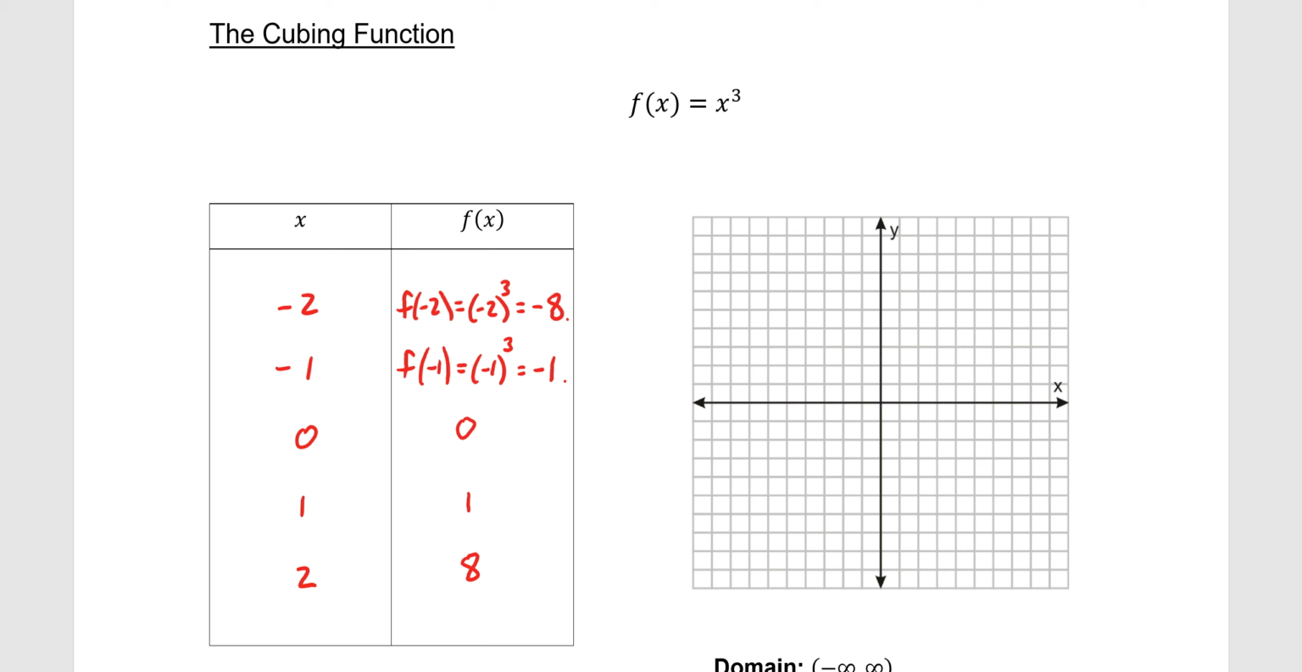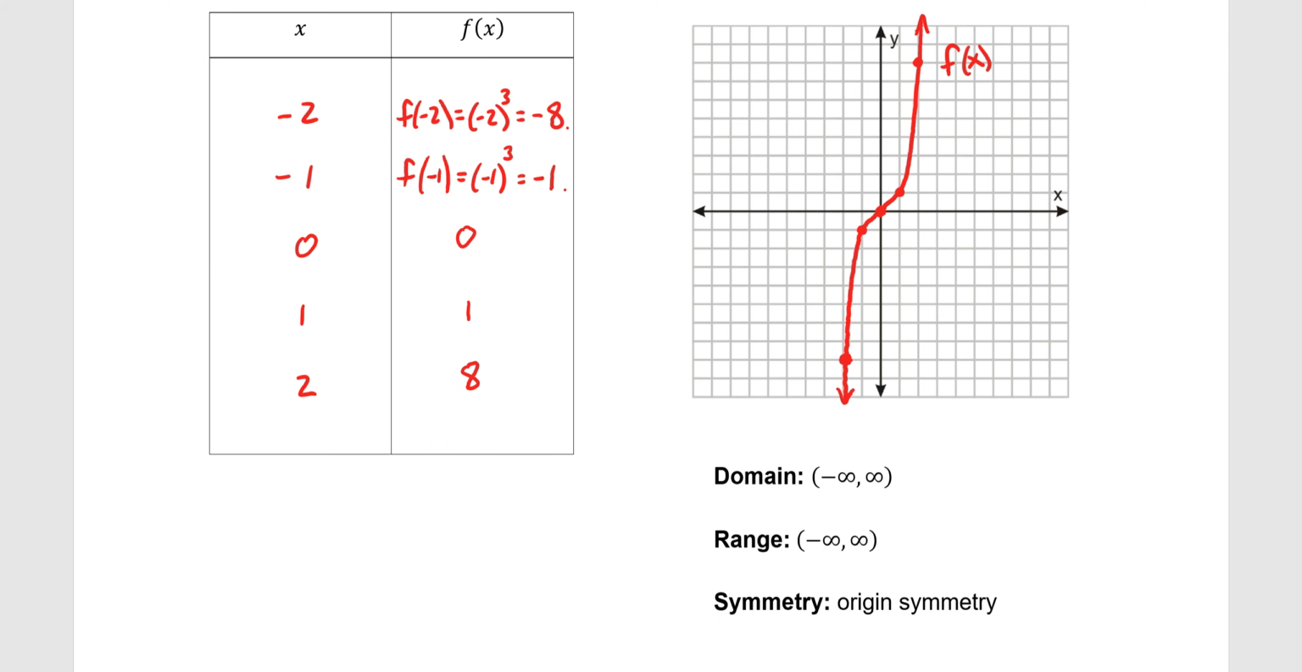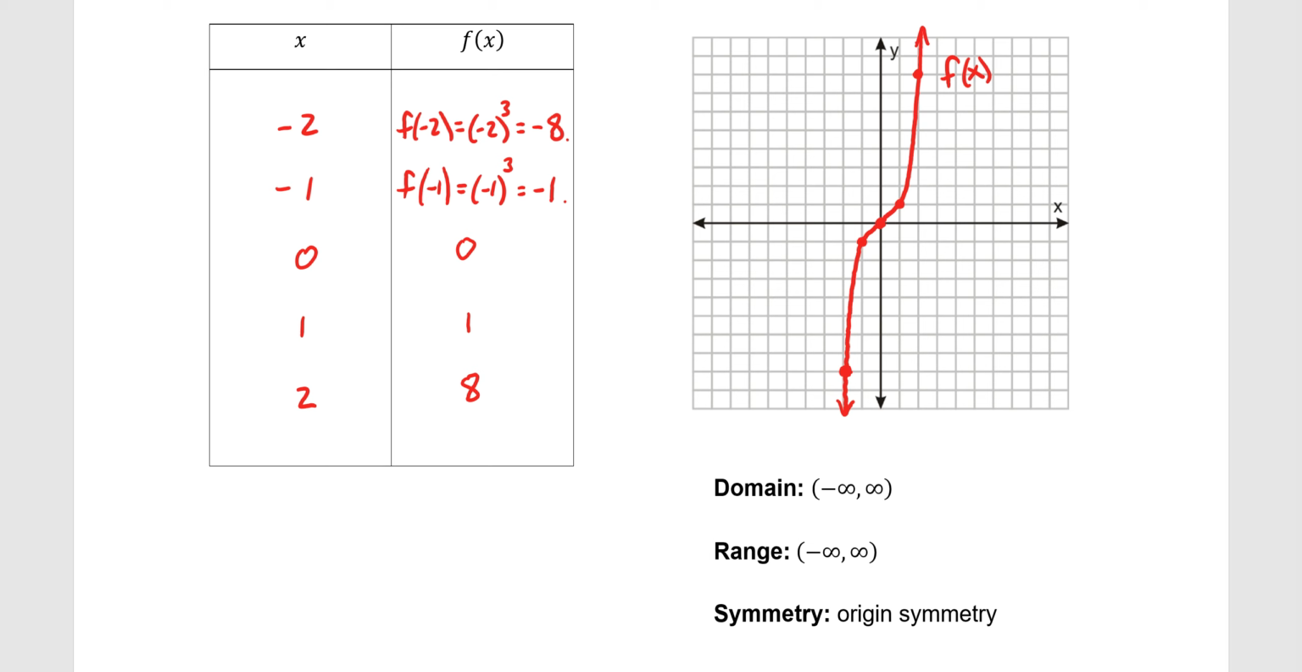Okay, so plotting these, we get negative 2 comma negative 8 down here, negative 1 comma negative 1, 0 comma 0, 1 comma 1, and 2 comma 8. And we connect them and get something like this. So we can see that for the domain and range and the symmetry here, the domain and range are both negative infinity to positive infinity, and the symmetry is origin symmetry. Okay, so it looks like that is it for this section with symmetry and the basic functions that we'll be using going forward.